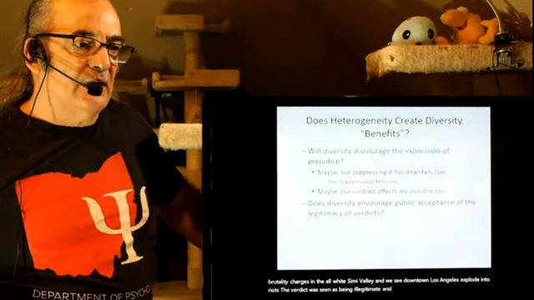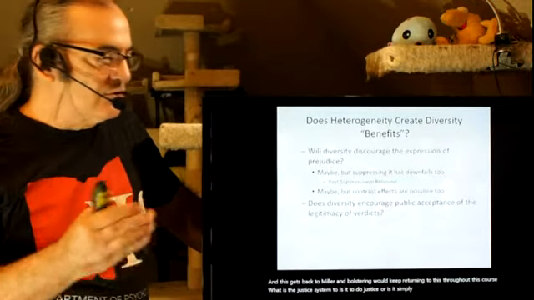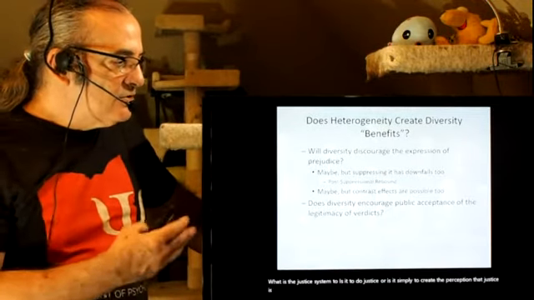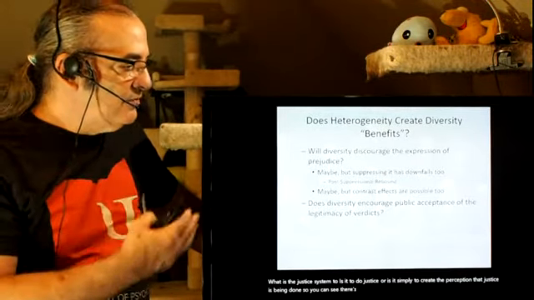And this gets back to Miller and Bolster, and we keep returning to this throughout this course. What is the justice system? Is it to do justice, or is it simply to create the perception that justice is being done? So you can see there's a lot here that diversity encourages public acceptance and legitimacy of the verdict. It can, but again, we're yes and no, the Rodney King verdict.